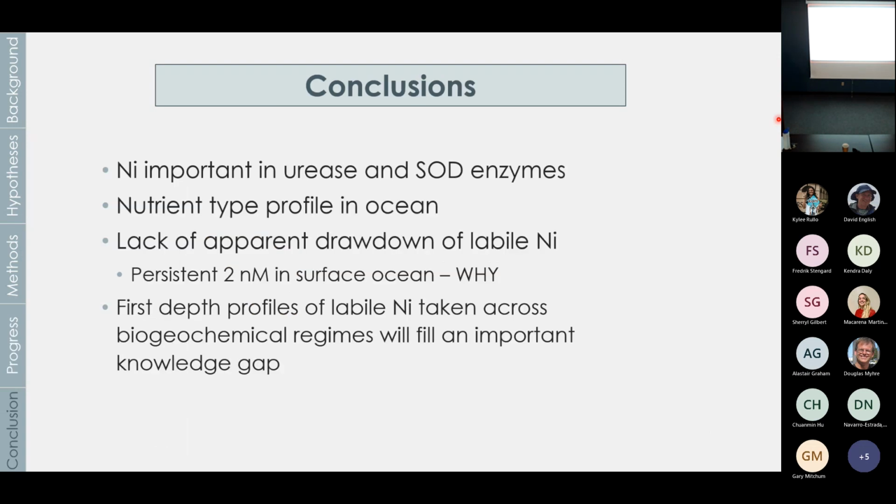So to conclude, just a couple of reminders: nickel is important in two different enzymes, urease and superoxide dismutase. It has a nutrient type profile in the ocean, but in comparison to other trace metals, we don't see this drawdown to 0 in the surface ocean, and we are not entirely sure why. But we think that collecting this first set of profiles in the ocean across these different biogeochemical regimes will fill a really large and important knowledge gap that we have.